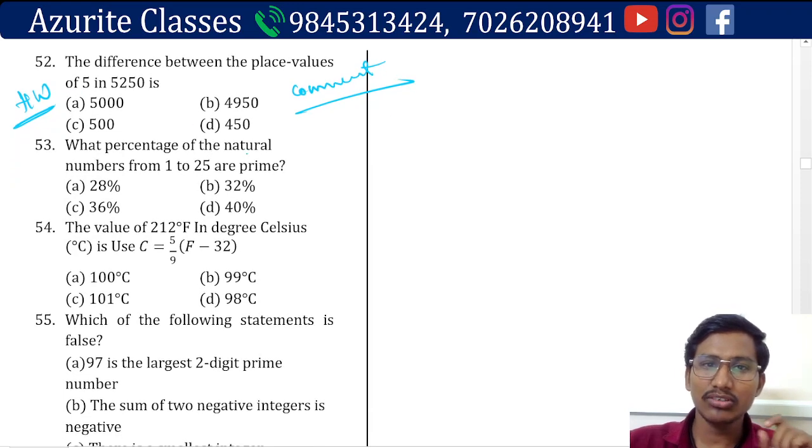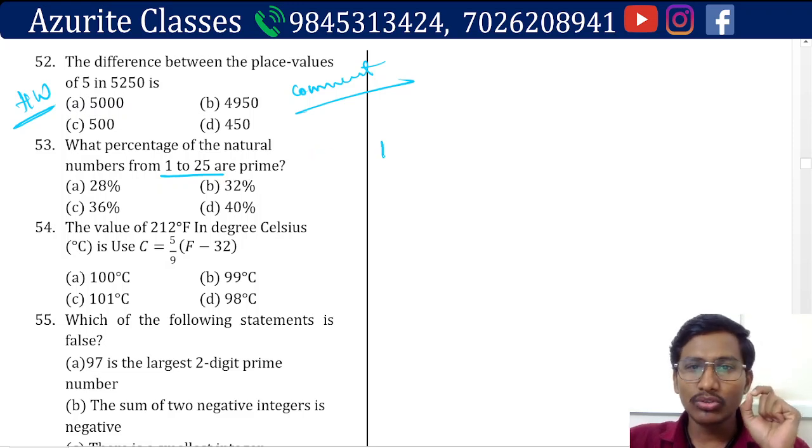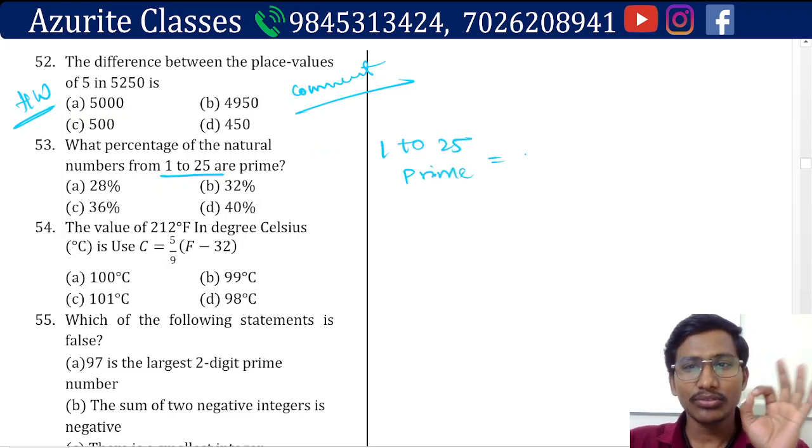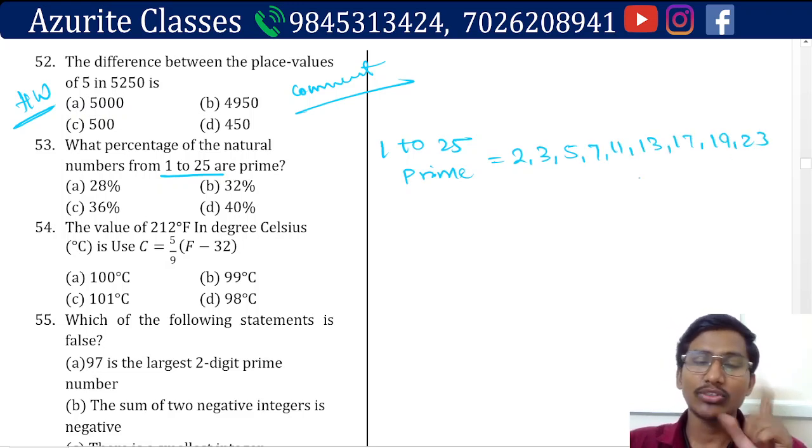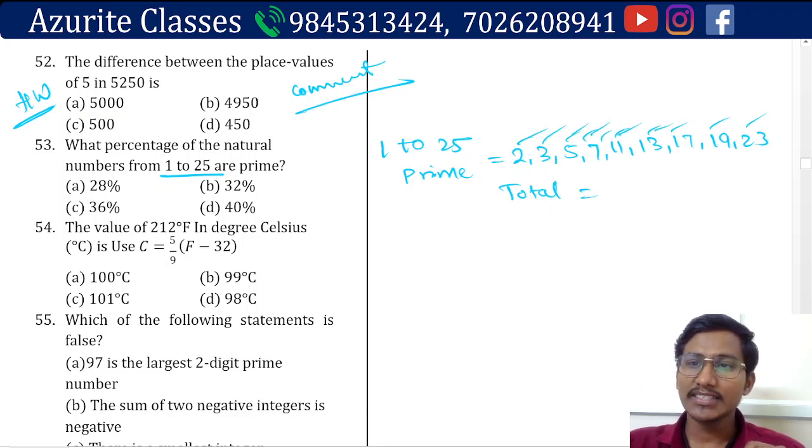Next, what percentage of the natural numbers from 1 to 25 are prime? So from 1 to 25, how many prime numbers are there? If you write 2, 3, 5, 7, then 11, then 13, then 17, then 19, and then 23. Total, if you count, 1, 2, 3, 4, 5, 6, 7, 8, 9. There are total 9 prime numbers.